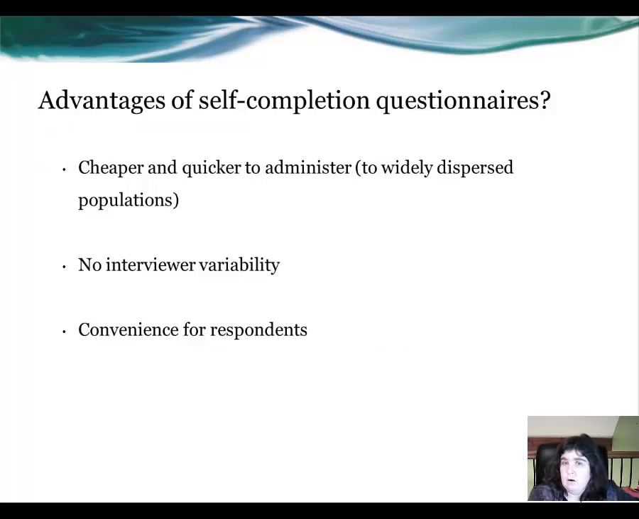Those advantages are that it is cheaper and quicker to administer, and you can reach a wide population base, especially through electronic means such as email, but make sure you don't breach the university's or your institution's spam limitations or guidelines. No interviewer variability, in that the interviewer cannot bias the responses of the respondent because they are not there at the time that the respondent is completing the survey. And the other advantage is that it's convenient for the respondent to complete in their own time.